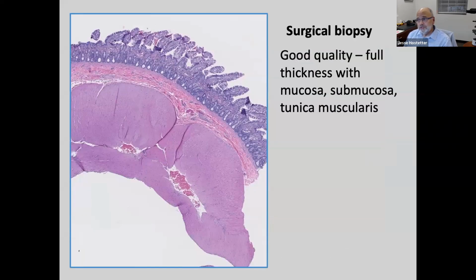This is a surgical biopsy. This is a very good one, and I think you can all see the mucosa with really nice villi, the submucosa, the tunica muscularis, the vasculature, and then all the way down to the serosal surface. So this is a great surgical biopsy.